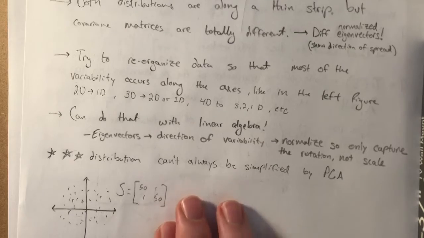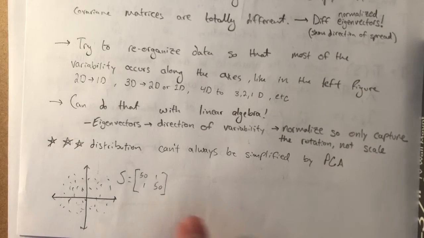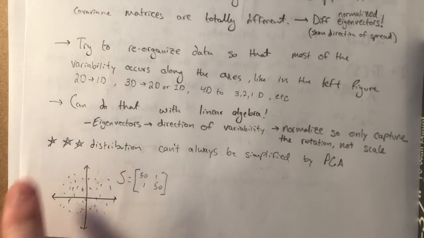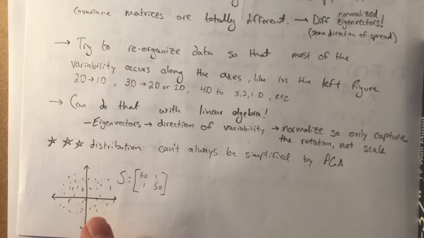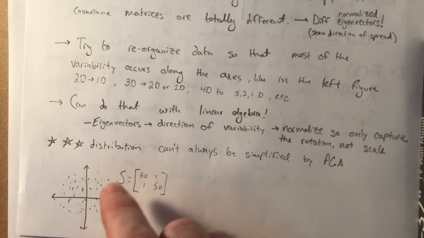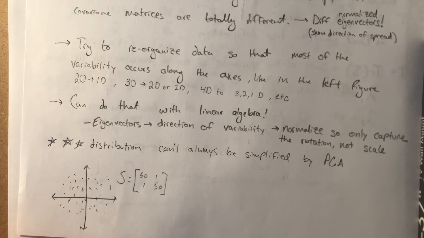So it also doesn't always help to use PCA. For instance, if we have large spread in each direction, dimension reducing this, we lose a lot of our information about our distribution. It wouldn't really help us categorize any of our data.